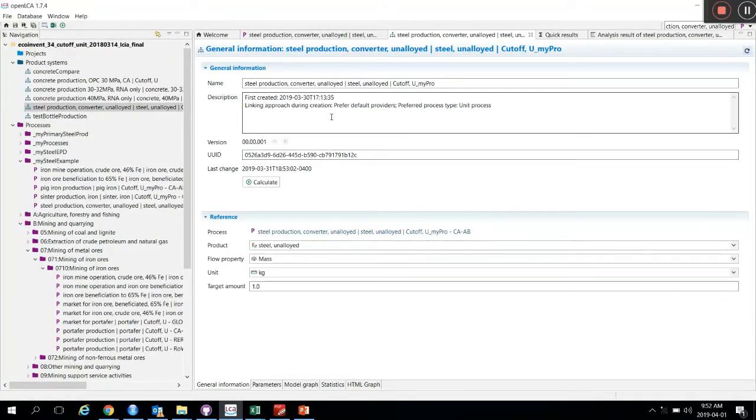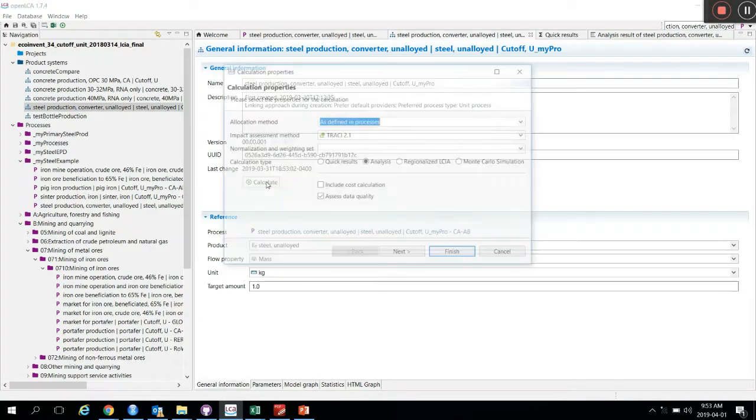So I'm going to continue with the example from part 2, which was the steel production converter unalloyed process that we created with 5 modified ecoinvent unit processes representing key activities along the supply chain of producing steel. So our functional unit was the steel production process, unalloyed steel, and we already created a product system, so you can see it here, and I have it open. So now we're able to calculate results.